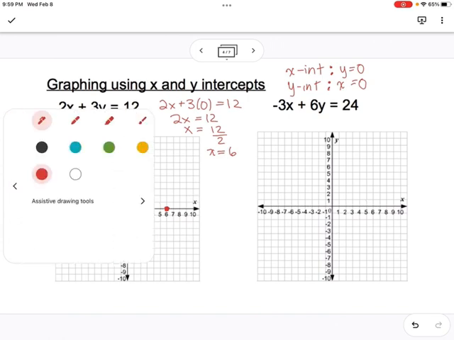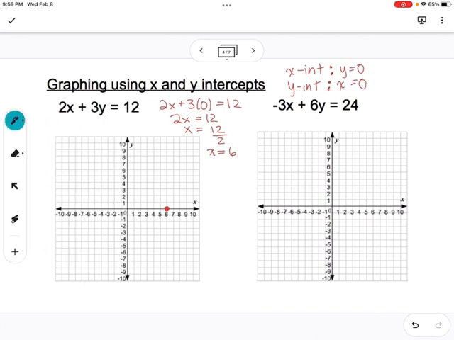Now we need to do the same thing for our y-intercept, meaning we are putting into the equation that x is 0. So 2 times 0 plus 3y equals 12. 2 times 0 is 0, so we have 3y equals 12. And getting y by itself, we need to do y equals 12 divided by 3, and that gives us a y-intercept of 4. We can plot that point here at a y of 4. Now we have 2 points, and we can make our line.